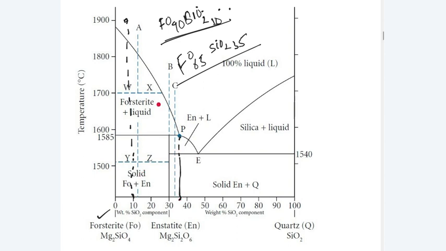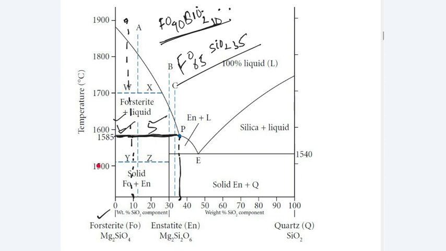Okay. So this is your initial composition. So this line will be solid, this line will be liquid plus solid. Calculate how much forsterite solid and how much SiO2 melt. If you calculate, from this line you can see this line is larger than this line, meaning the solid percentage is greater than the liquid percentage.